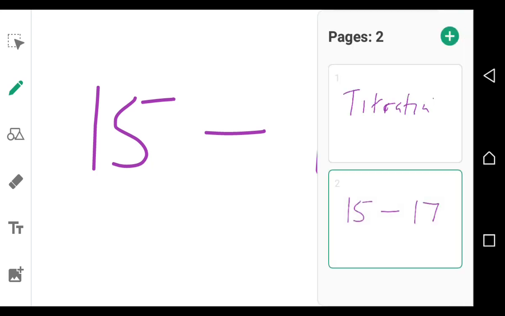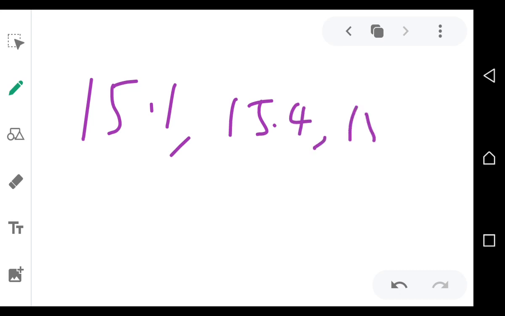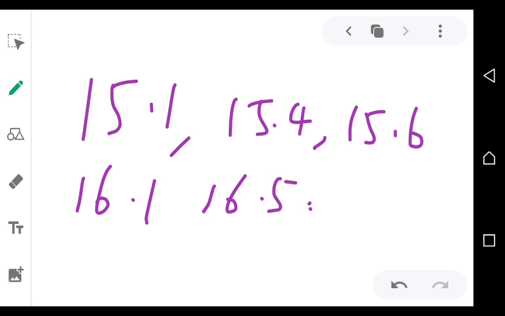For example, if you are using 15, you can pick 15.1 as the first titration. The second one can be 15.4. The other one can be 15.6. It should just be around 15. If you pick 16, it will be 16.1. You can pick 16.5. The other one can be 16.7. You know, in that range.